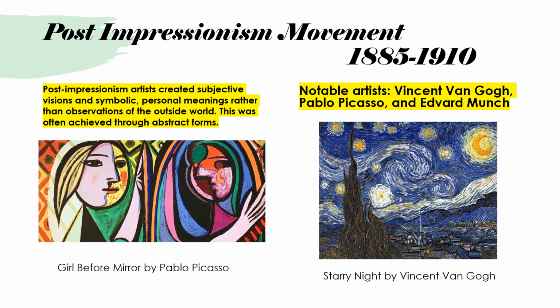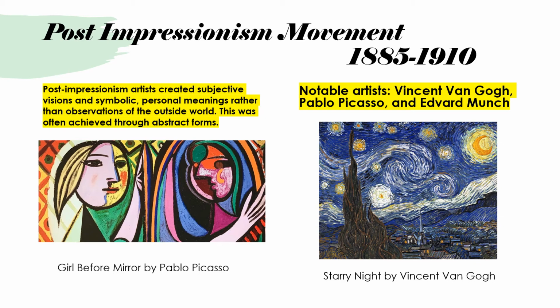Some notable artists from this time are Vincent van Gogh, Pablo Picasso, and Edvard Munch. And we see on the right, Starry Night by Vincent van Gogh. Now, remember, we talked about how Vincent van Gogh was an impressionist, but also post-impressionist, and how a lot of artists can straddle both movements because they move through movements. So just because we see artists in both categories doesn't mean that they fall within one or the other. You can move from one movement to another movement as an artist and change your style.